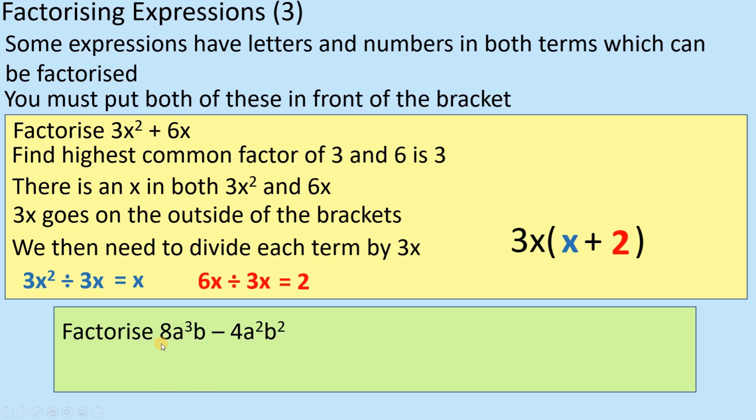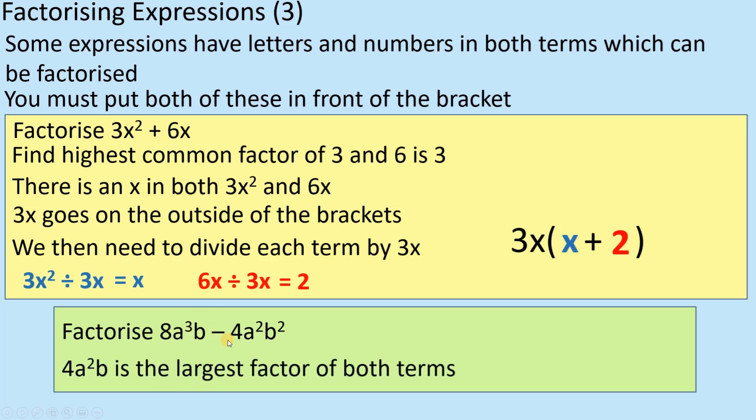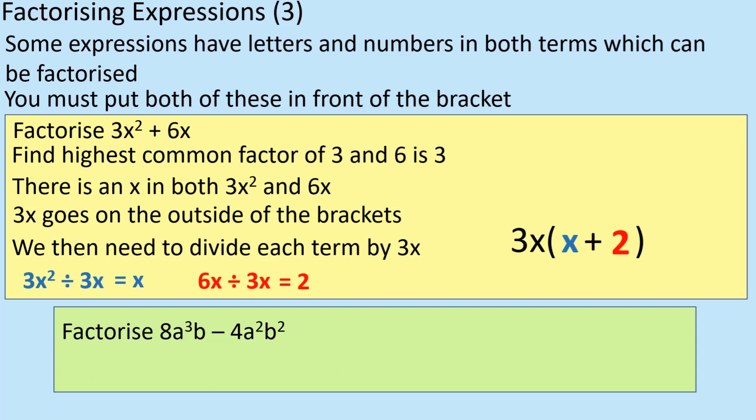So let's have a look at the numbers first. So I've got 8 and 4. Well, in fact, let's move back a step. 8 and 4, that means there's a 4 that goes into both those, isn't it? That's the highest one. When I'm looking at a cubed and a squared, well, the highest power there is a squared, isn't it? Because a squared times by another a will go in there. And then when I'm looking at b's, well, the highest power that appears in both is just a b.